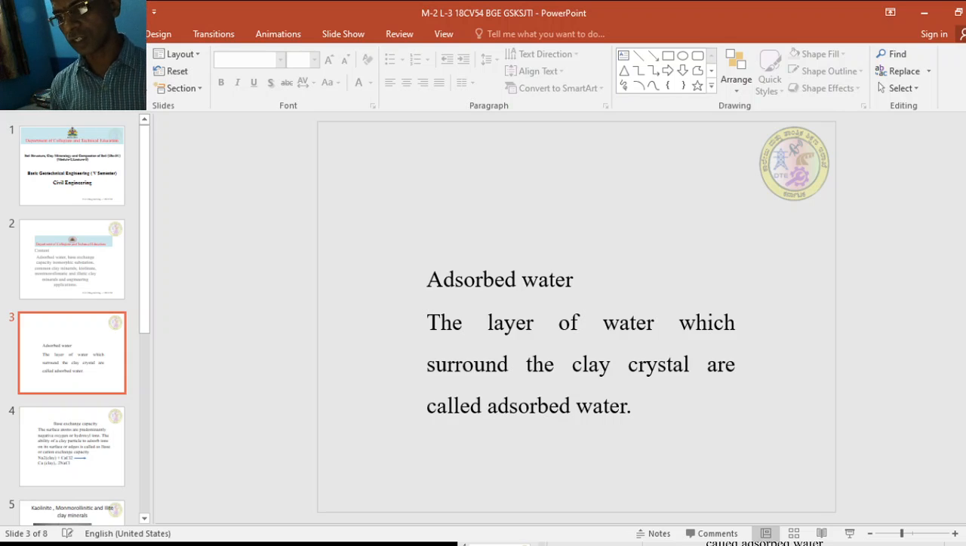Adsorbed water. What is meant by adsorbed water? A layer of water which is surrounding the clay crystal is called adsorbed water. If you take any clay soil, surrounding the clay soil there will be a thin water film. As I explained in the diffuse double layer, why does that thin water film take place? The clay soil will have unbalanced negative charges. In order to balance itself and become stable, it attracts the positive charges, H plus ions, and this layer is a thin water film layer, and this water is called adsorbed water.